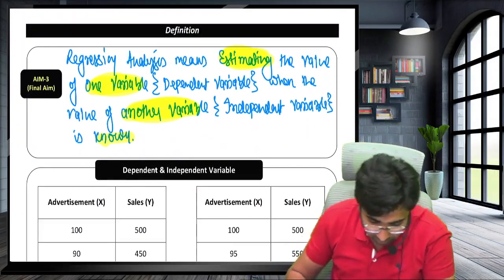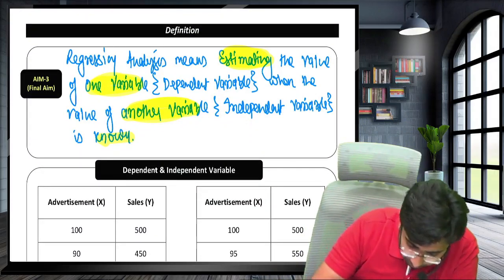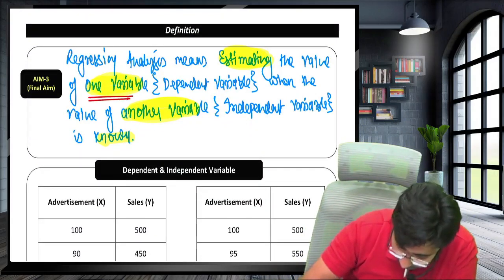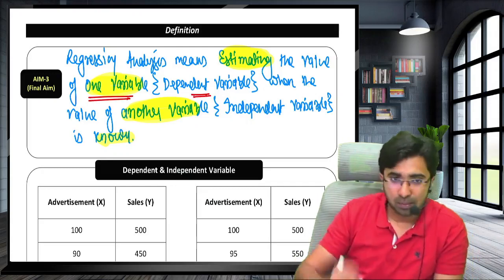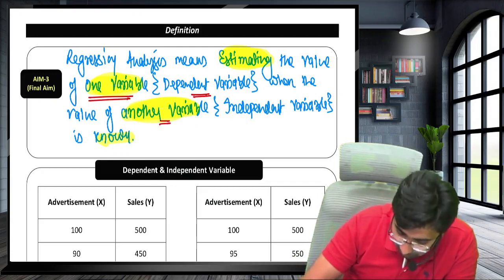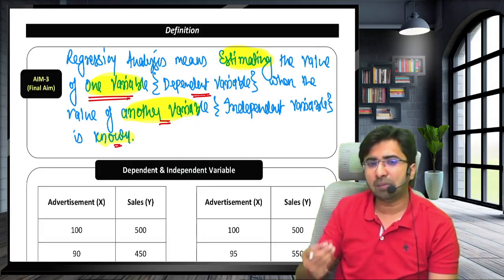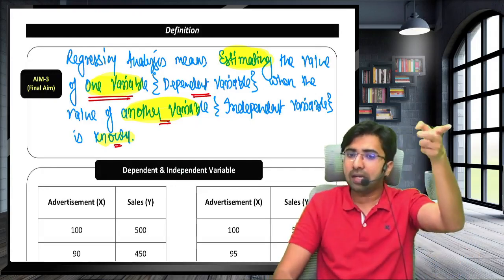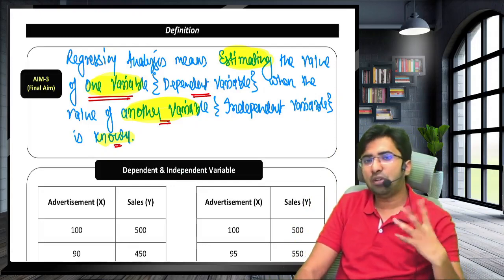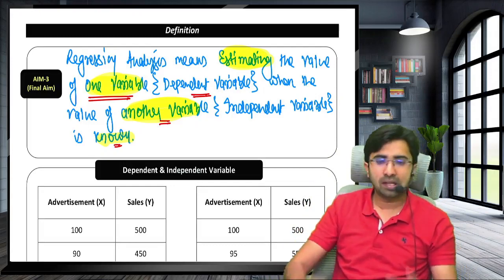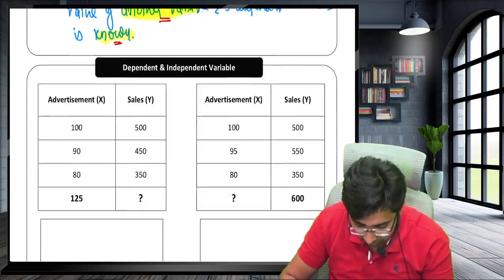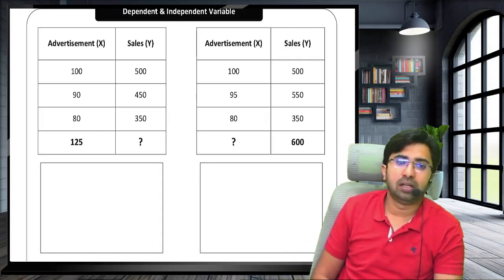Here, guys, the value of one variable is known, that is known as the dependent variable, and the value of another variable we have to identify, that is known as the independent variable. So what do you mean by here? You have used two words, dependent and independent. Can you please explain the dependent and independent? Let's understand one word terminology, that is dependent and independent.